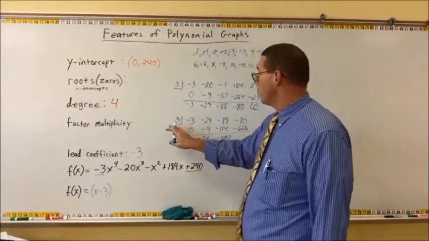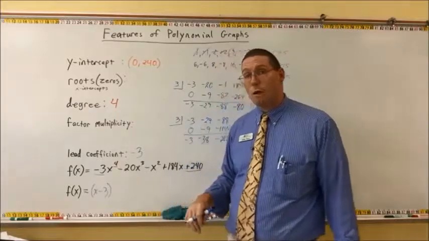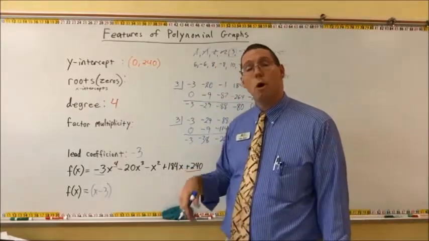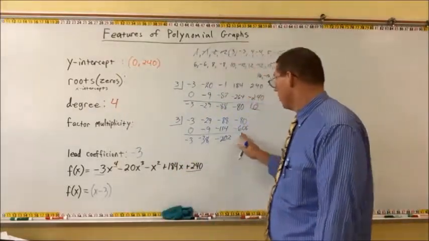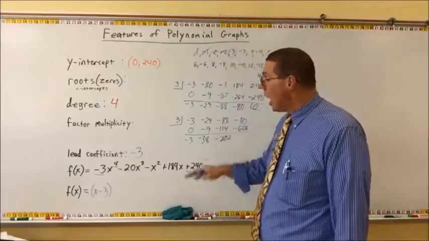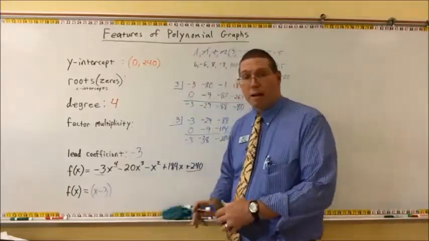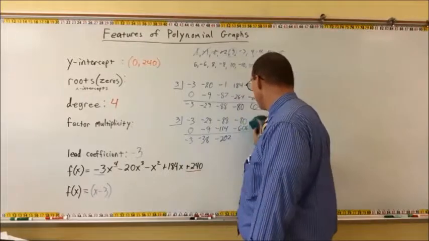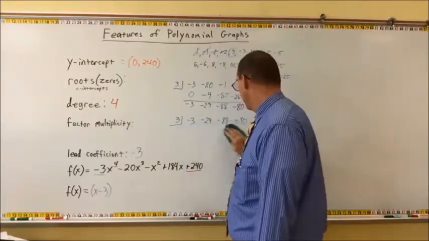Not 0, so the second time we run 3 through, we do not get a 0 as the remainder. Therefore, there is not another x minus 3 factor, and we can move on to the next number. So we'll leave this here.